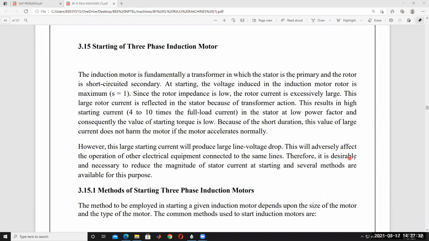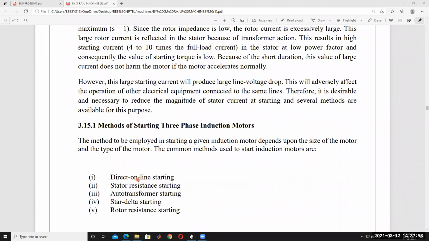Therefore it is desirable and necessary to reduce the magnitude of the stator current at starting, and several methods are available for this purpose to reduce the starting current. These are the different types of methods.